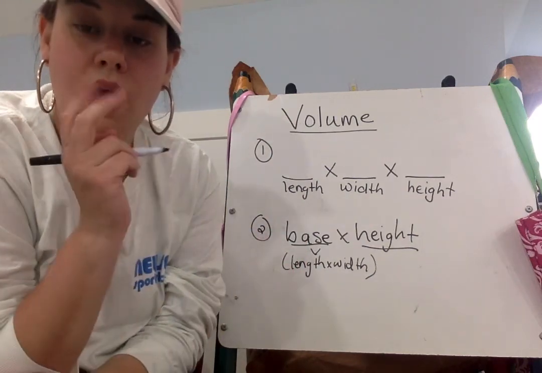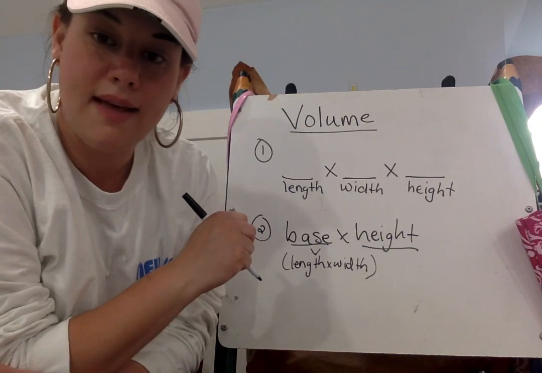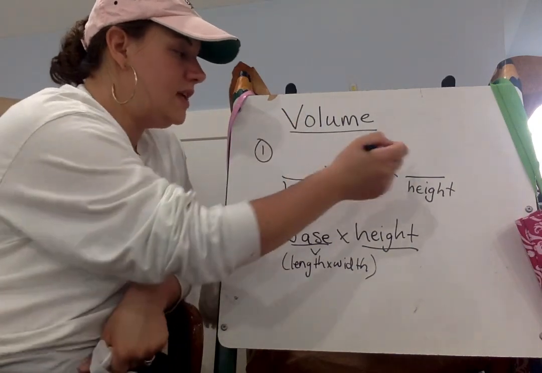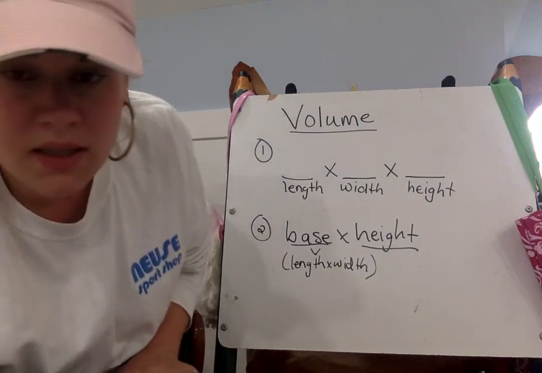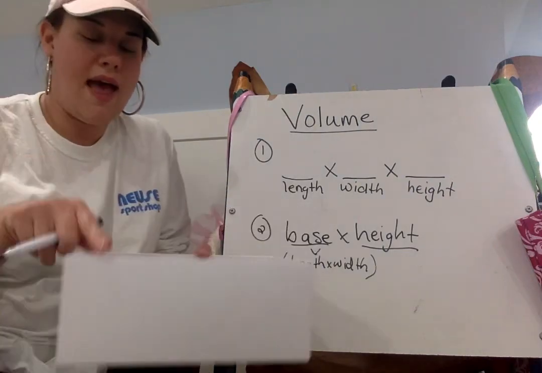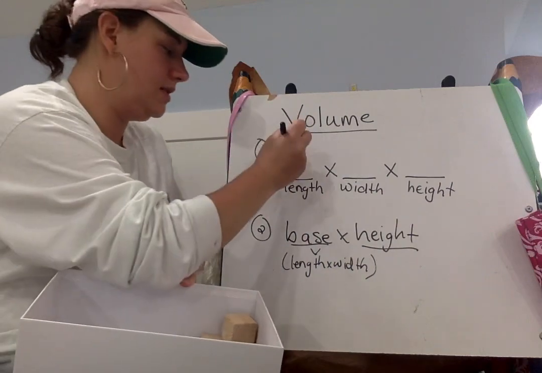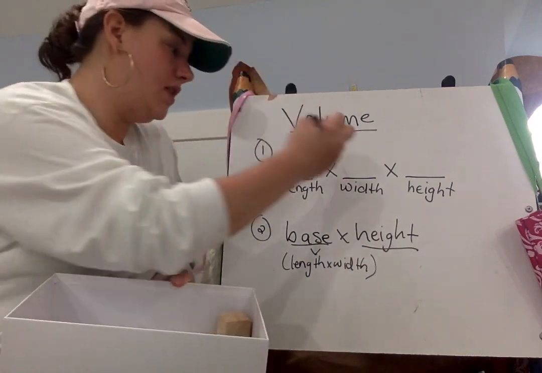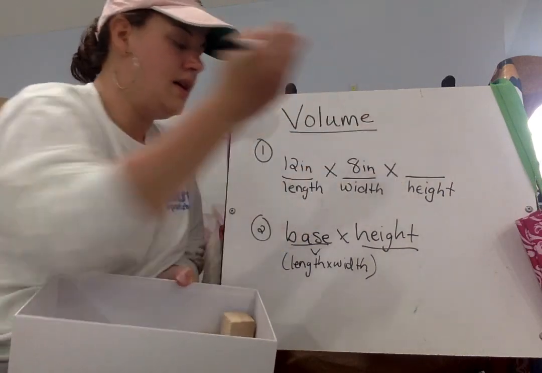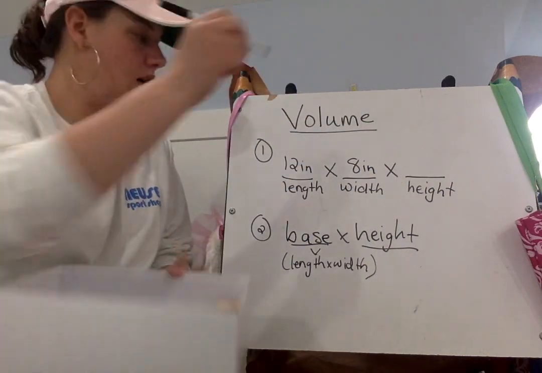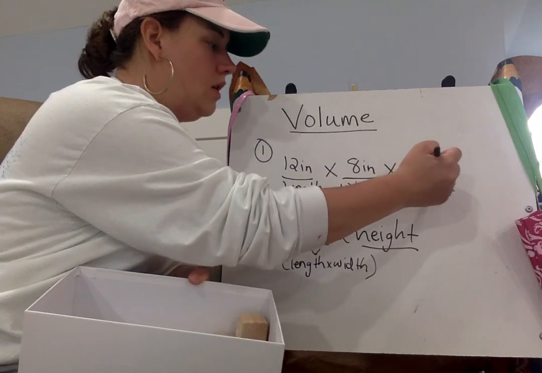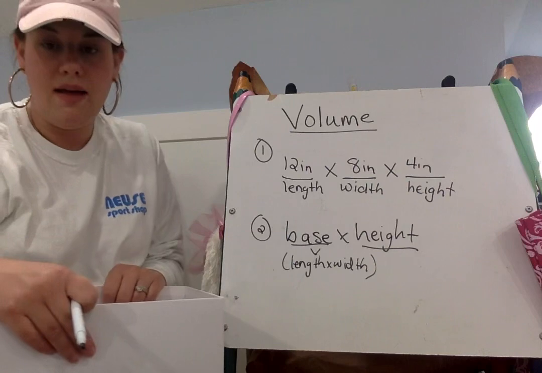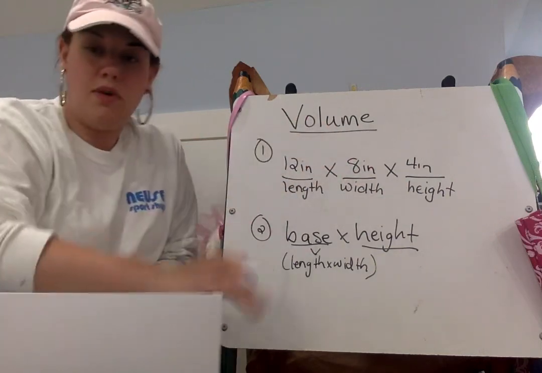So we'll do a problem where we do it the 2 different ways to come up with your answer for volume, okay? So I'm going to start here with length times width times height. Let's say that my box has a length of 12 inches. Let's say that it has a width of 8 inches. And we'll say it has a height of 4 inches. So to solve that problem, all you have to do is multiply the 3 numbers by each other.